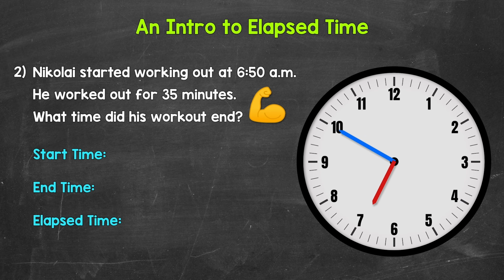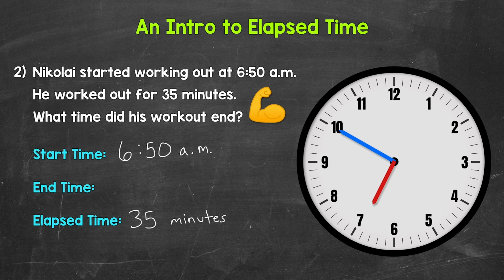He worked out for 35 minutes. What time did his workout end? So here we have the start time, 6:50 a.m. So 6:50 in the morning. And he worked out for 35 minutes. That's the elapsed time, how long his workout lasted. We need to figure out the end time. So what time did his workout end?